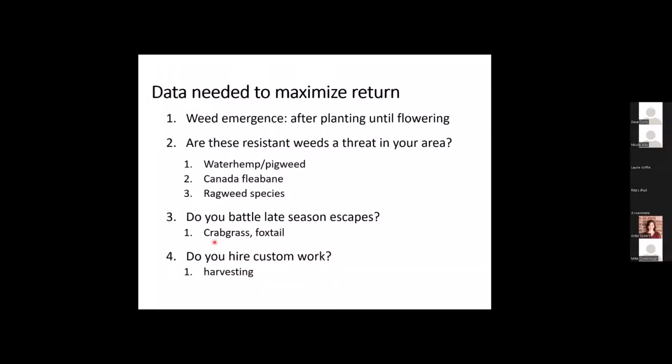Like, it's not uncommon to see fields with crabgrass or foxtail that came up late in the season that are just a pain at harvest time. And then lastly, do you hire custom work? The reason for that question is now you're introducing the possibility of bringing in maybe new species or resistant species that you didn't particularly have. Because what we're seeing lately is most of the resistant species aren't necessarily homegrown. They're introduced either by wind or by machinery or by animals or even flooding, right?